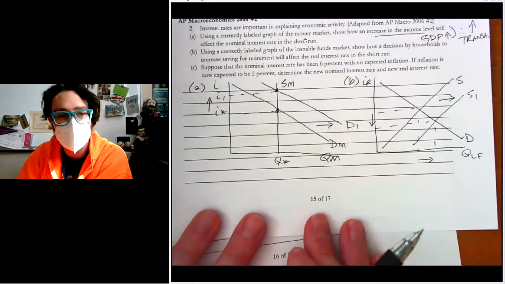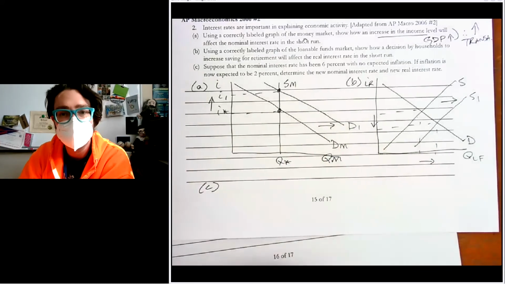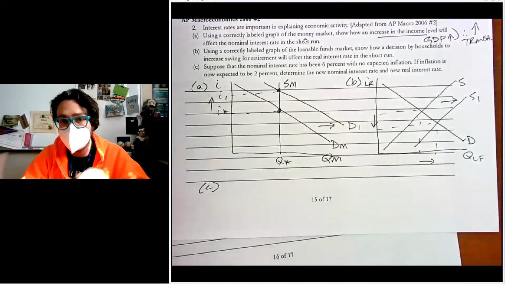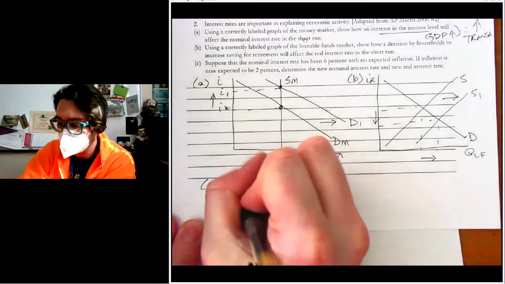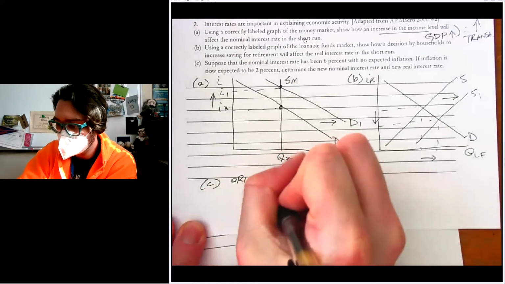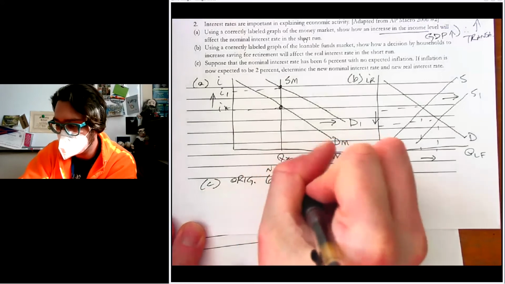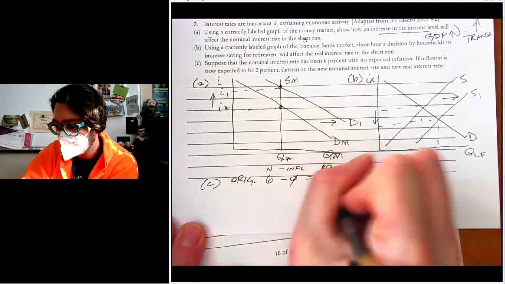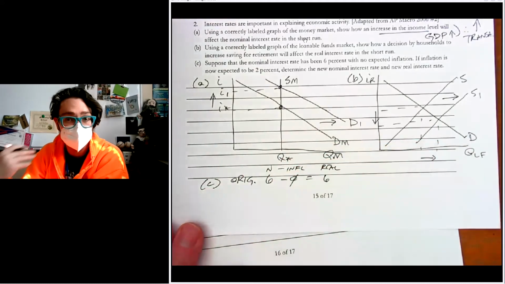And of course, we would want to label a little bit more in there and everything, but that's the idea. And then the last one says C, suppose the nominal interest rate has been 6 with no expected inflation. If it's now expected to be 2, determine the new nominal interest rate and the new real interest rate. So these are expected, right? So the idea is originally the nominal was that minus the inflation of 0 would give you a real rate of 6, right? Because there's no expected inflation.